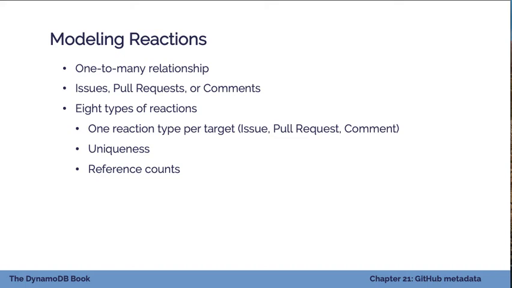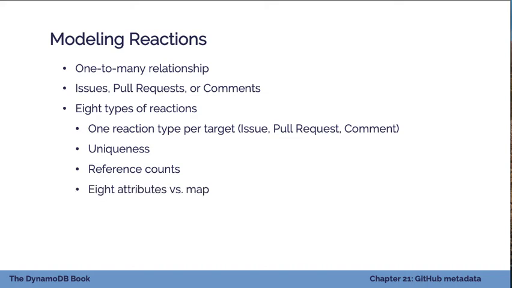Number one, uniqueness, because again, we don't want to allow a user to react to the same target multiple times in the same way. They can react in different ways to the same target, or they can react the same way to different targets, but not the same way to the same target. Also, we need to maintain reference counts. So you saw in that example how there were 56 people that had thumbs up that particular comment. We want to make sure we have a count on that parent item of how to handle that.